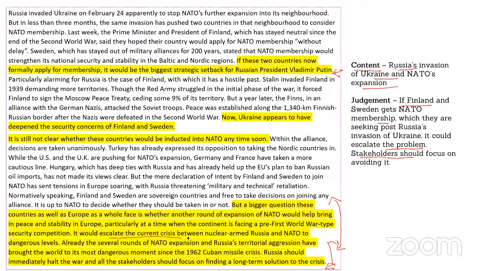It would escalate the current crisis. Already, the several rounds of NATO expansion and Russia's territorial aggression have brought the world to its most dangerous moment. Russia should immediately halt the war. That is the final opinion. And all the stakeholders should focus on finding a long-term solution to the crisis.